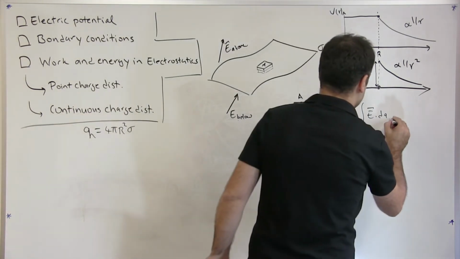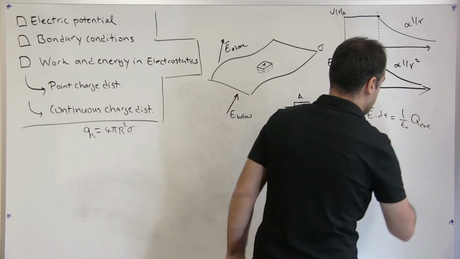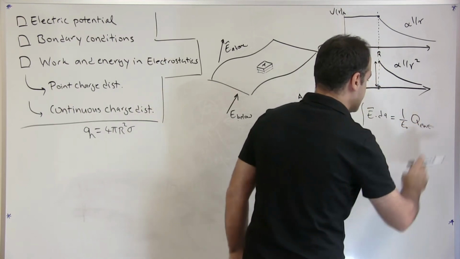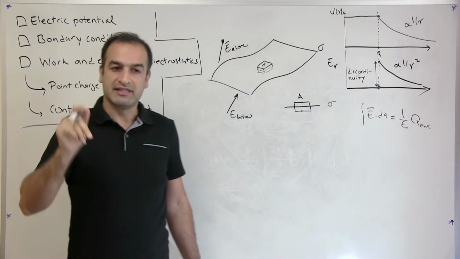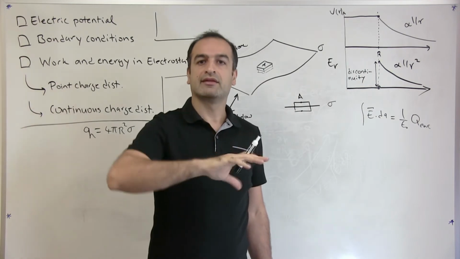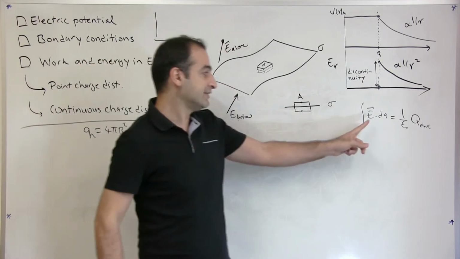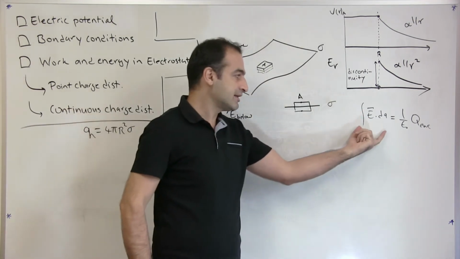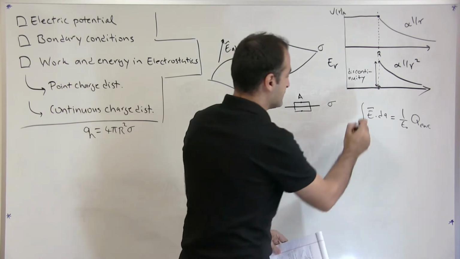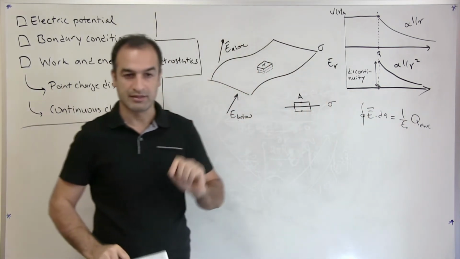E dot dA should be equal to 1 over epsilon 0 Q enclosed. And that Q enclosed counts the total electric charges within the box. It has nothing to do with the electric charges outside the box, okay? Even though the electric field could have been created by the charges outside, this integral of the flux over the closed surface is only proportional to the charge inside the box, okay?